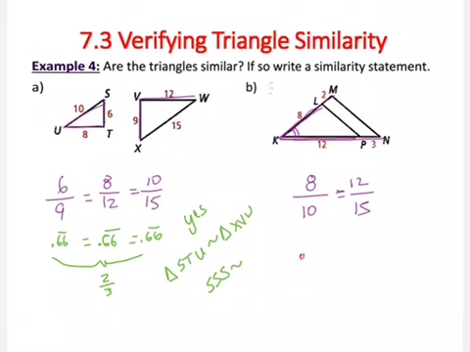So 8 over 10, that's 0.8. And then 12 over 15 is also 0.8. So they are proportional. Your scale factor is 0.8, or in this case, 4/5. So we can say the triangle, let's say KLP, is similar to triangle KMN by side-angle-side similarity.